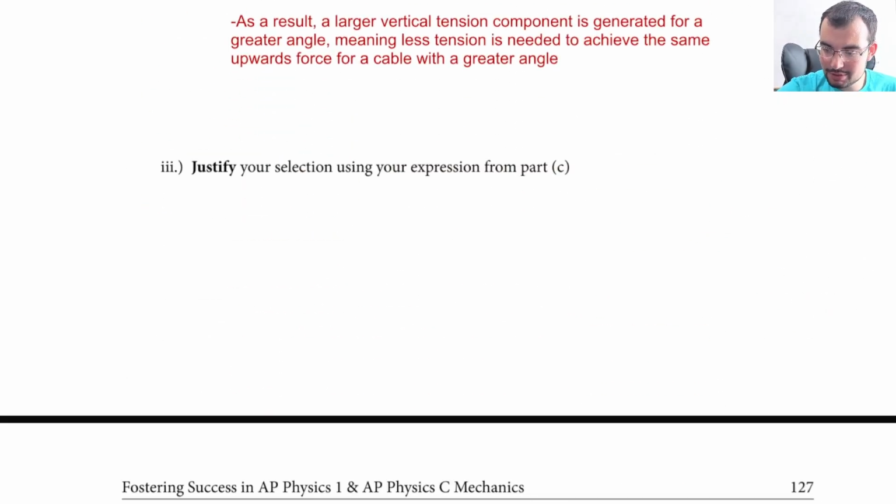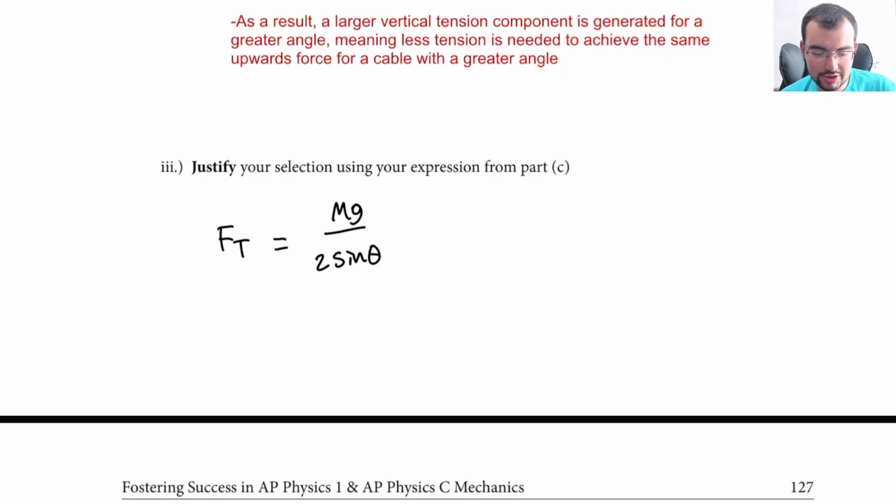How can we justify this using part C? We derived that Ft was mg over 2 sine theta. So what are we doing? We're increasing the hanging angle. So m is the same, g is the same, 2 is the same. So this is definitely a property that we need to know. Is that kind of what the trig function graphs look like on 0 to 90?